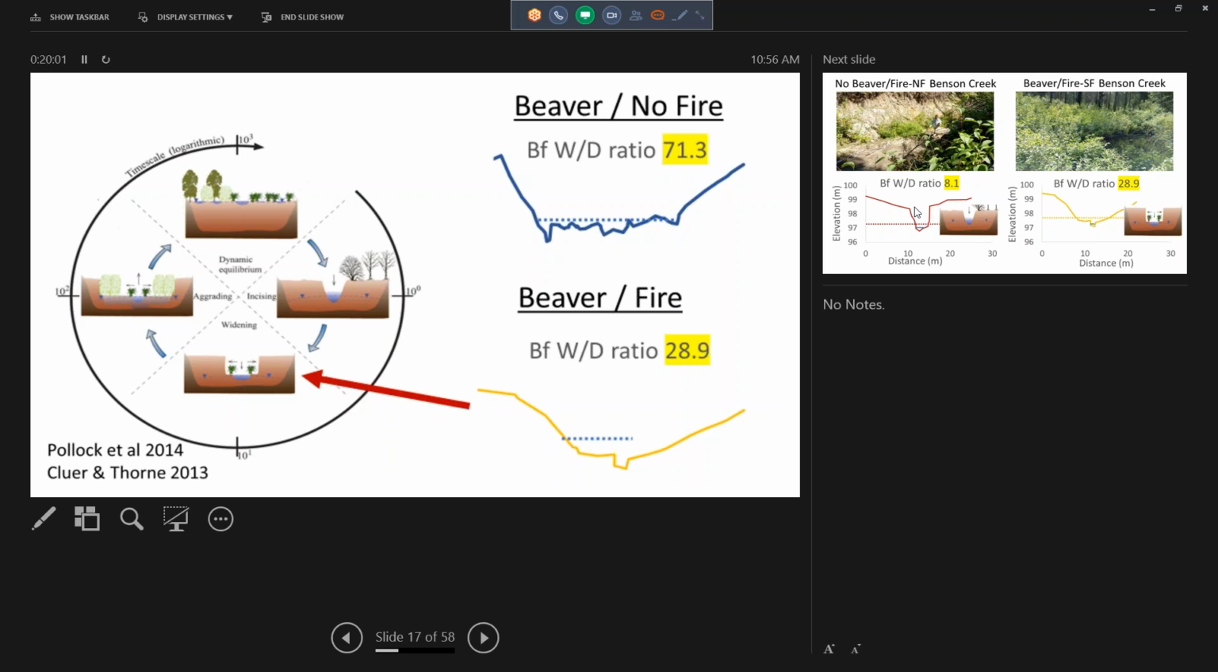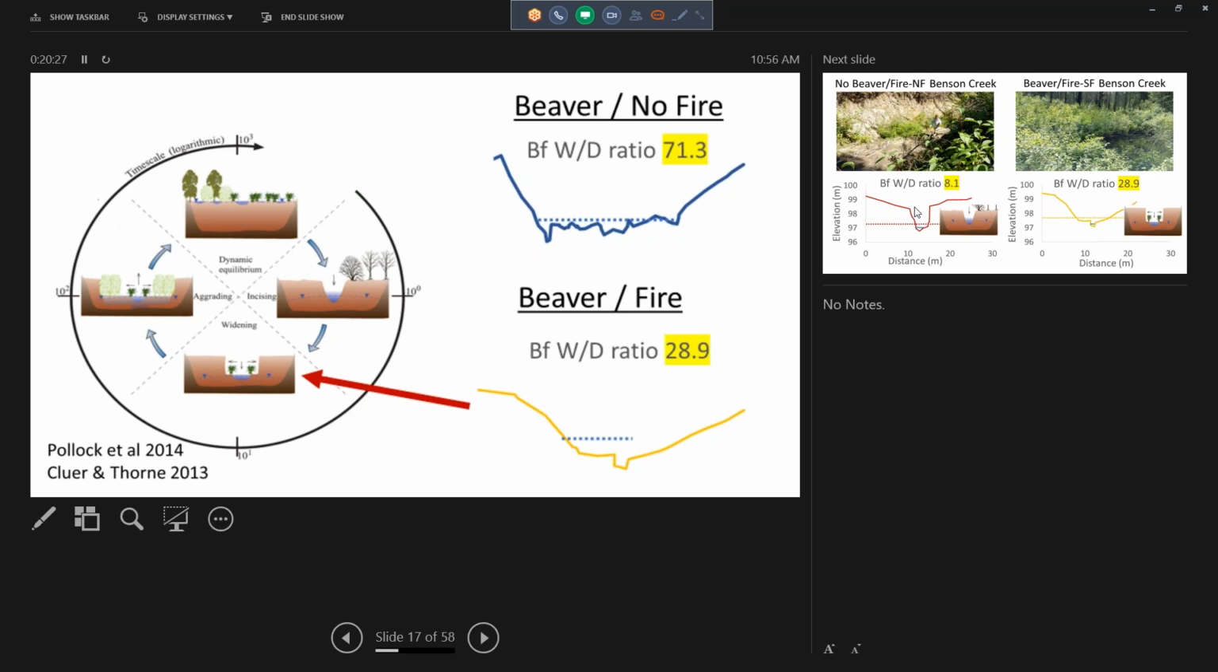This was over 3 different sites. There were 3 sites that I looked at in each category: beaver with fire, beaver without fire, no beaver with fire, no beaver no fire. So a factorial study. And this was what I found across all the beaver burned sites: where beavers were after fire, they were aggrading into a widening stage of stream recovery and evolution.